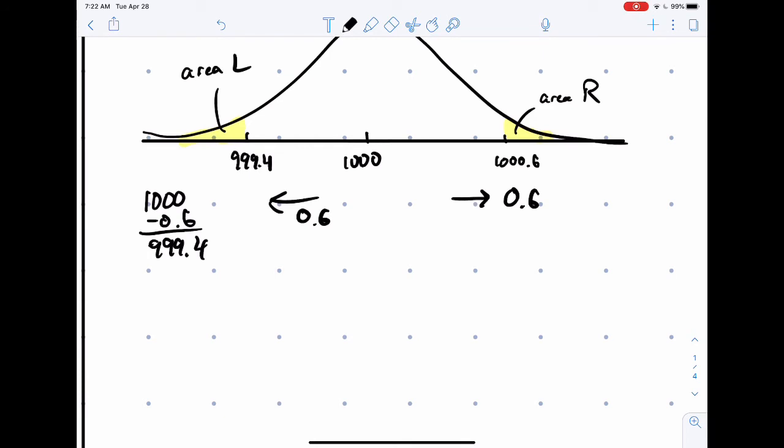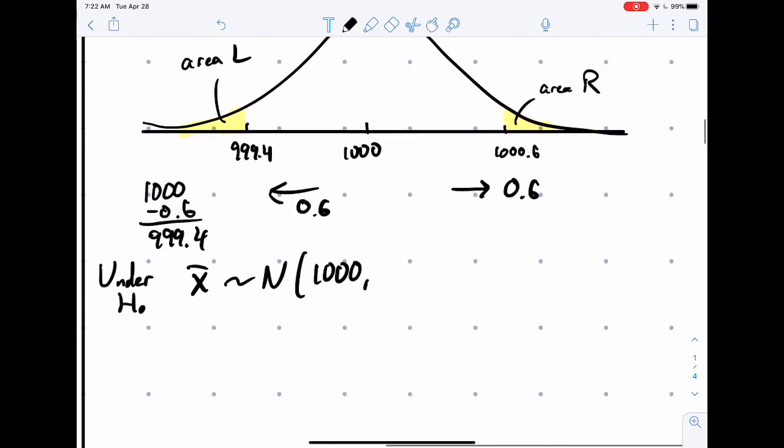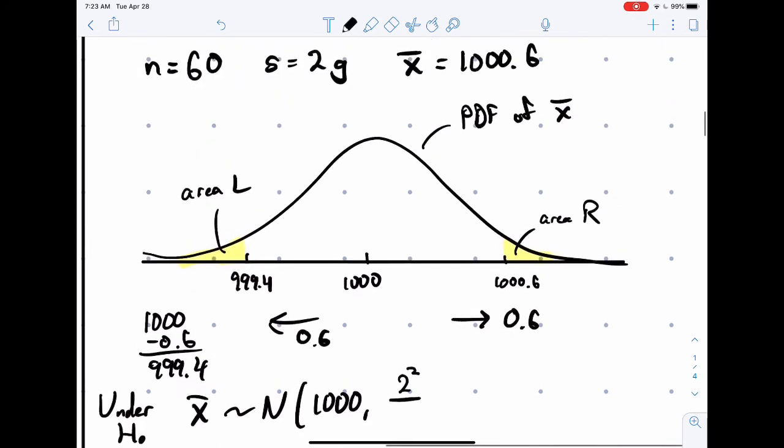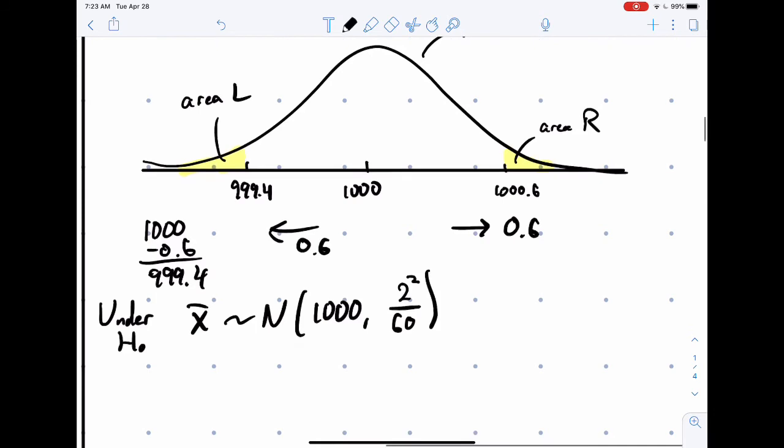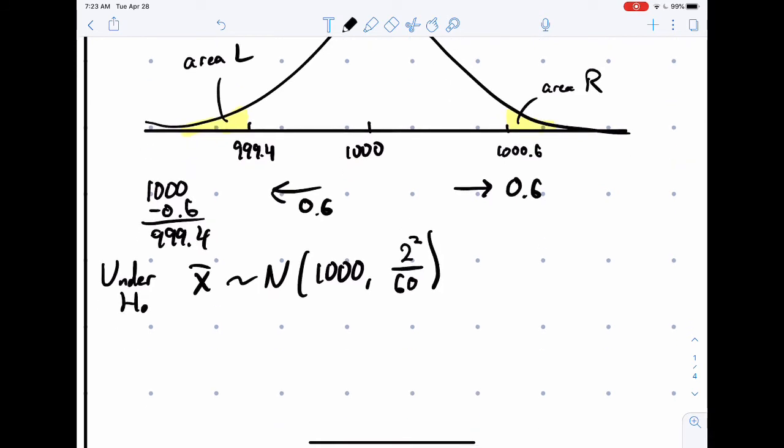So again, you can use the same two techniques that I showed you in the previous video. What we're using is that under the null hypothesis, that is under H naught, X bar is distributed as normal with mean 1,000 and variance of 2 squared over 60. Okay, so then we want to compute 2 times the probability that x bar is less than or equal to 999.4, and this is the CDF, the cumulative distribution function.